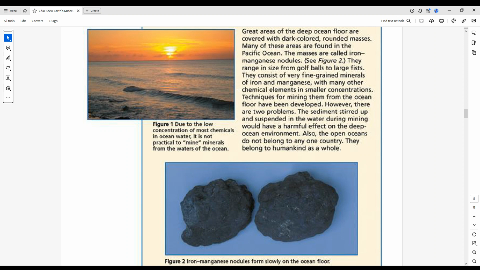However, there are two problems. The sediment stirred up and suspended in the water during mining would have a harmful effect on the deep ocean environment. Also, the open oceans do not belong to any one country. They belong to humankind as a whole.